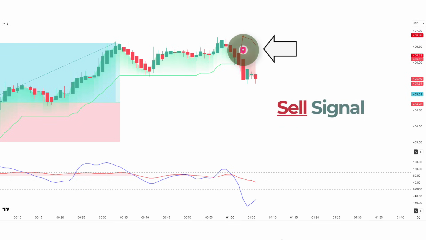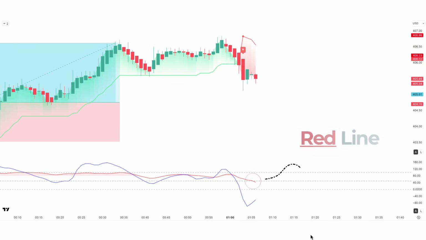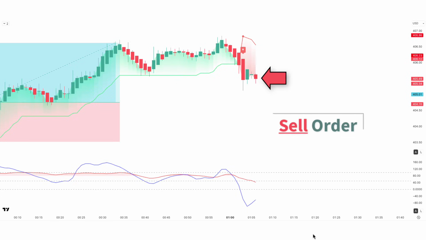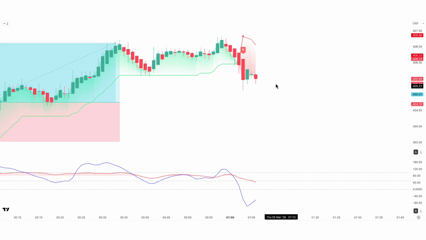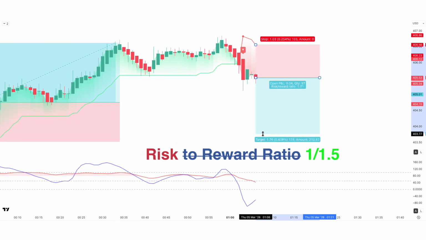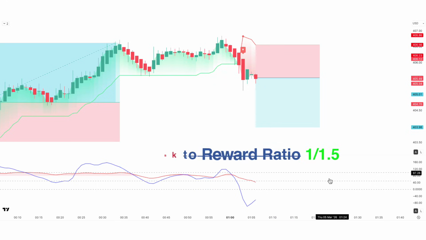Here, the Stealth Trail Super Trend arrow of this indicator is a sell signal. Here, the red line of the Vervoort Smoothed Oscillator is above the blue line. Here, the market has made a bearish candle to give confirmation. So all our conditions are being fulfilled, so we are placing an order to sell. Our stop loss is to be placed at the red line, and the risk to reward ratio will be 1:1.5.